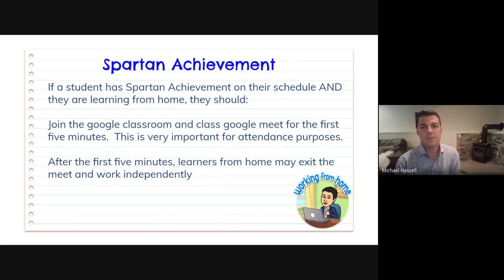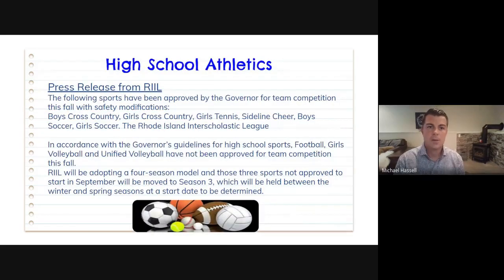Spartan Achievement. This is an opportunity for students, especially in 11 and 12, opposite their health class, to get caught up on work, get some extra help, reach out to teachers, maybe work with their school counselor. But if students are working from home, we don't expect you to open up that Meet and stay on there for 50 minutes. So if you have a Spartan Achievement and you're learning virtually, we're asking that you sign in for 5 minutes, check in with your Spartan Achievement teacher, and then you're free to log off and work independently from home.